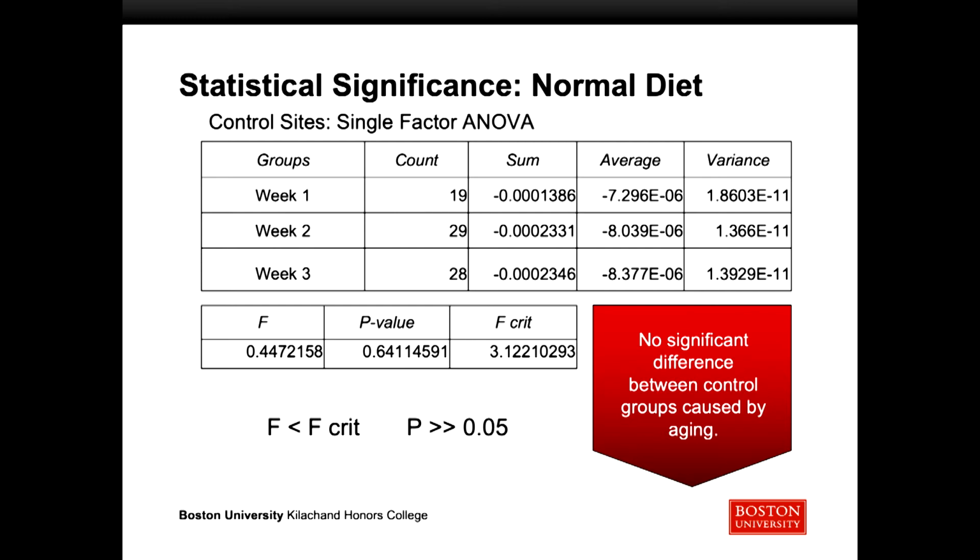The output of this told us that we obtained a p-value that was much greater than 0.05 and an f-value less than the f-critical value, which allows us to conclude that there is no significant difference between the control group means and therefore minimal effects of aging on our data.